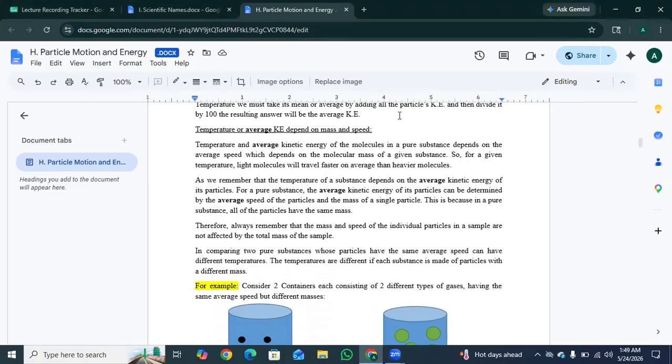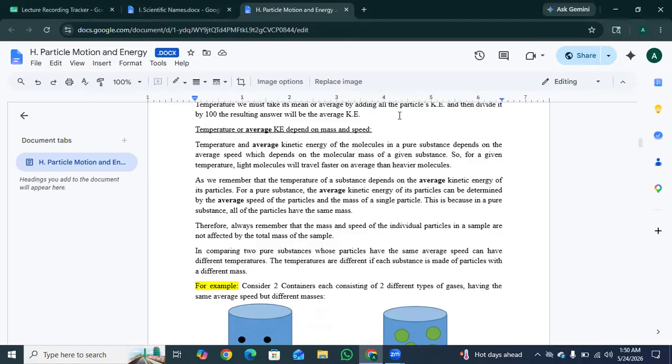Temperature and the average kinetic energy of the molecules in a pure substance depend on their average speed, which depends on the molecular mass of a given substance. So, for a given temperature, light molecules will travel faster on average than heavier molecules. Basically, average kinetic energy relies on two main things: the mass of the particles and their speed.